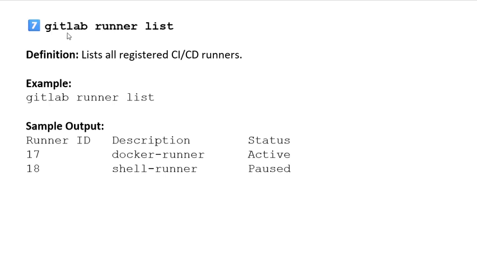And seventh is gitlab runners list, and the definition is: list all the registered CI/CD runners. The example is gitlab runners list. So the output is runner ID, description, and status, and the status is active, paused, etc.